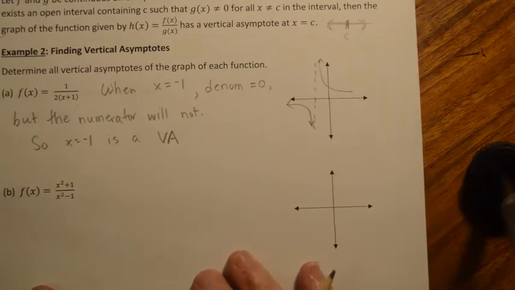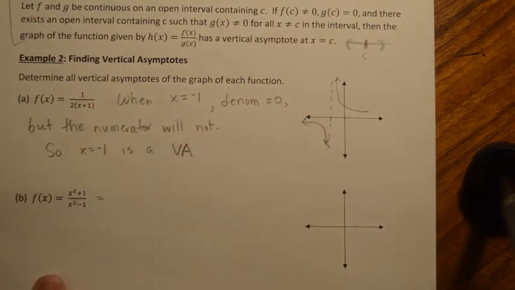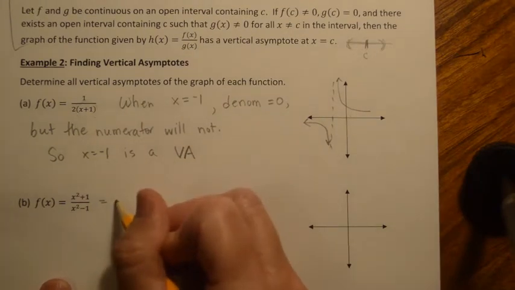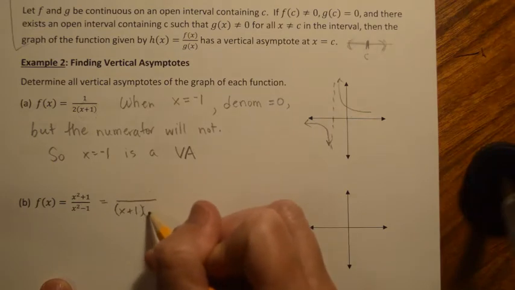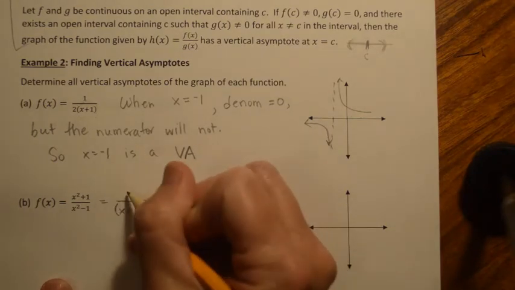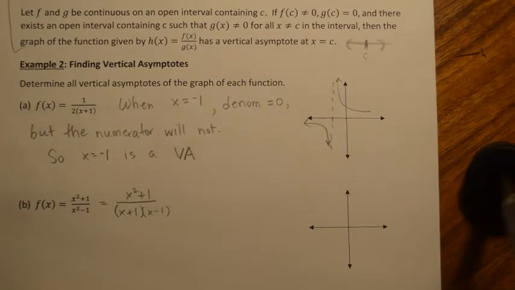Okay, part B. Let's factor that. Here it was obvious that we needed a -1, so let's factor here. It might even be obvious to you at this point. This is x plus 1 times x minus 1. Notice that the numerator is not factorable. All right, it's a sum of squares which doesn't factor.